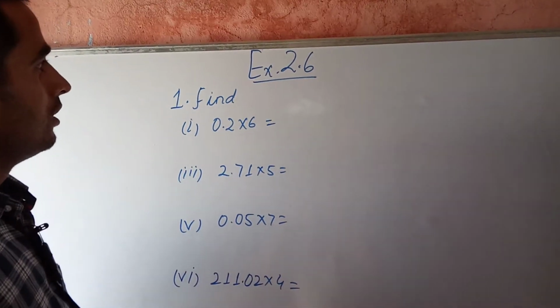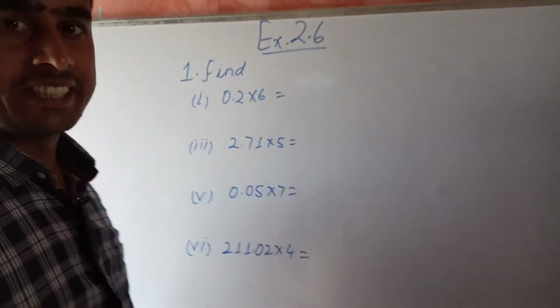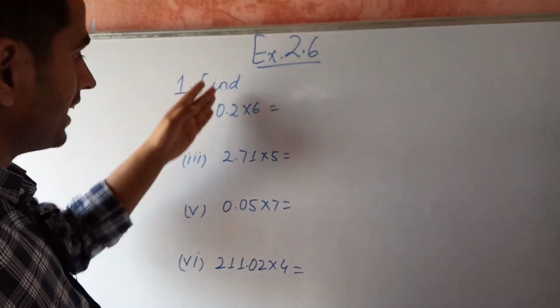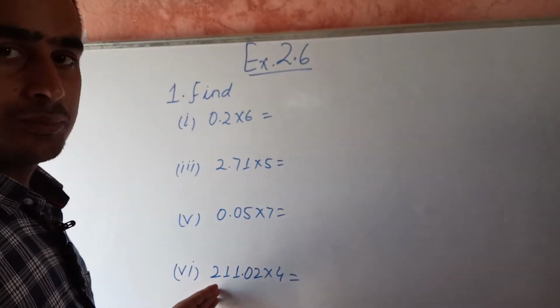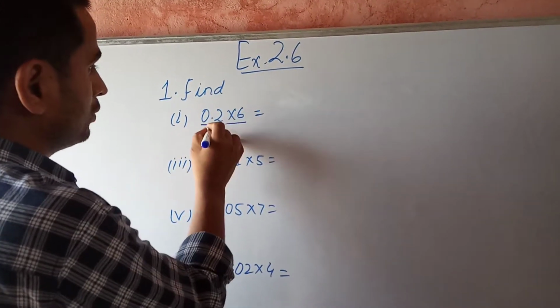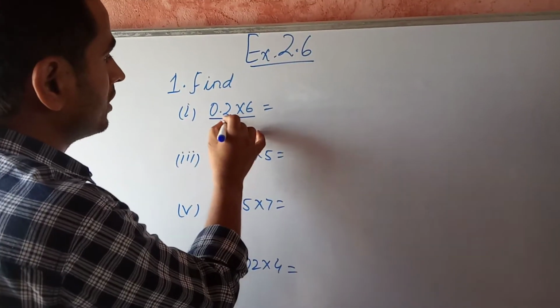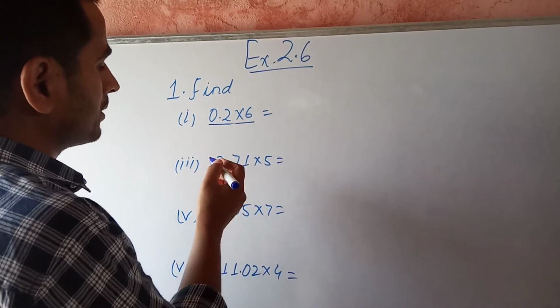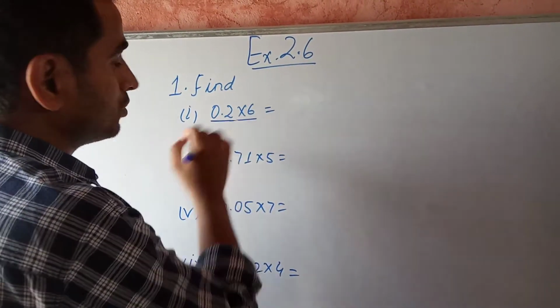Hello students. Today we will discuss exercise 2.6. Question number 1 is we have to find the values of these given products. See here, we have to multiply. This is a decimal value 0.2 and 6 is a whole number, or natural number, whatever you say. We have to multiply these two numbers.